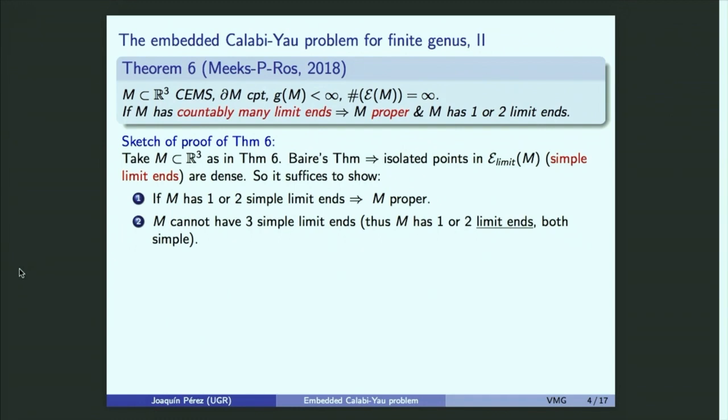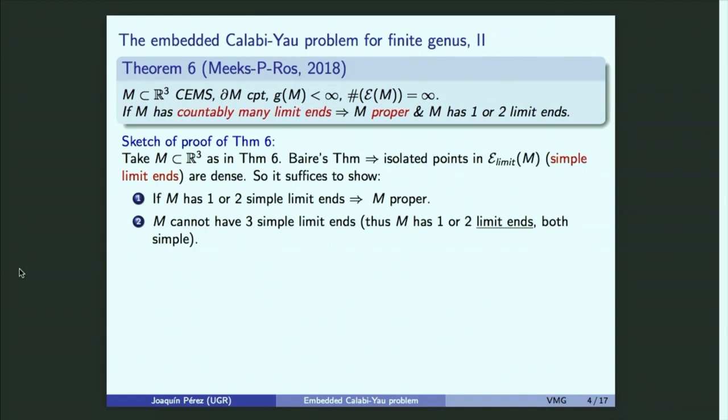And the second is that M cannot have three simple limit ends. If M does not have three simple limit ends, by density of the set of simple limit ends, it cannot have three or more limit ends. It doesn't matter if they are simple limit ends or not. And then you are in this situation, and then it's proper. So we had to prove these two lines, and everything reduces to that.